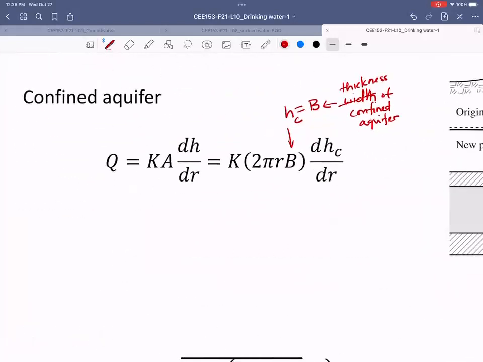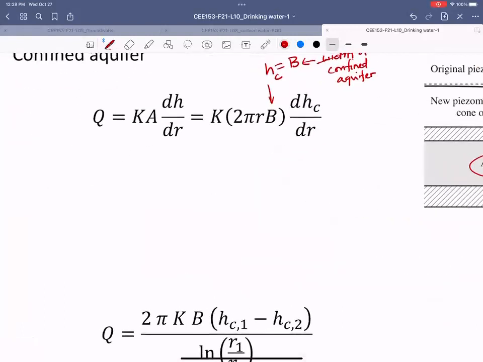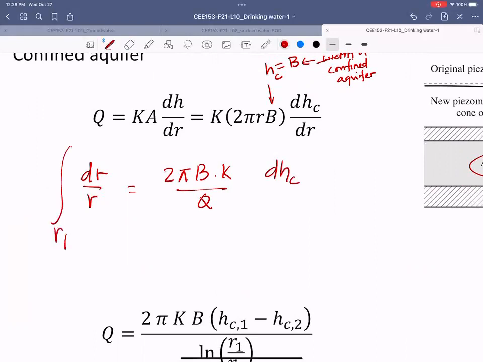So if you solve these equations, again the same way, this becomes much easier to solve. On the left side, it will be dr over r is q by 2 pi k. Hold on, this is wrong. 2 pi b times k divided by q dhc. Again, R1 to R2, your head drops from H1 to H2.